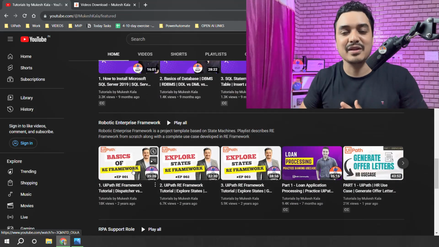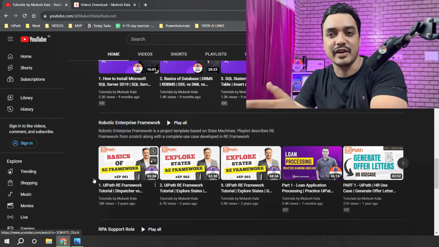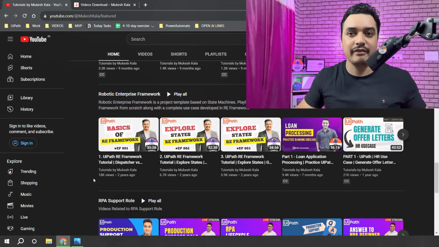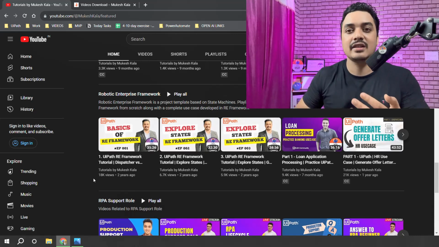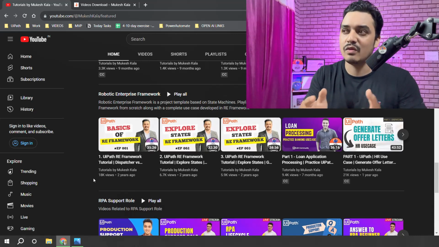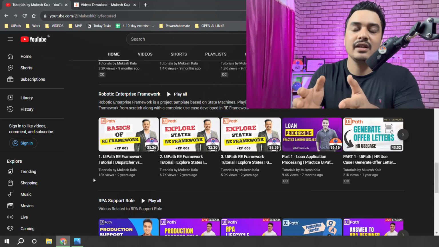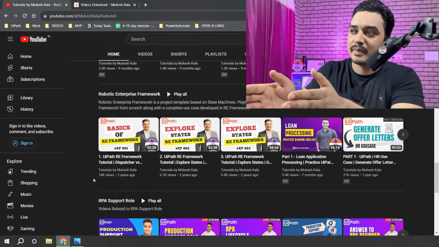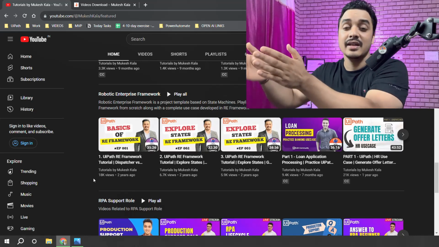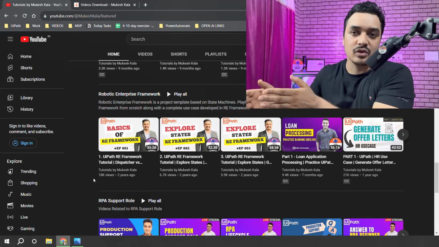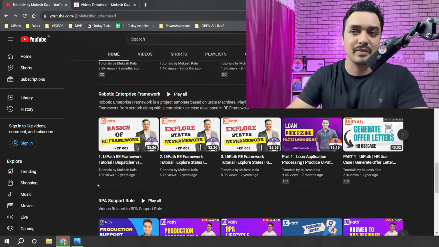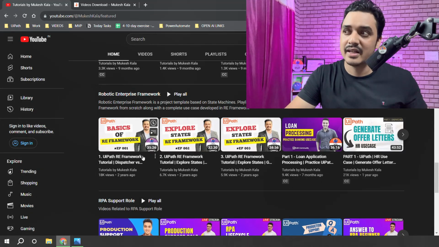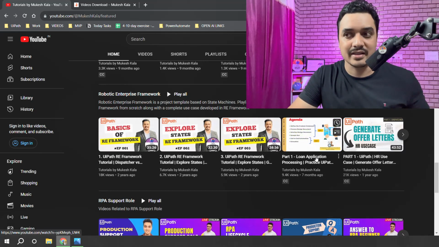Also, we have something called Robotic Enterprise Framework, right? REFramework is a must for every developer, and it's quite a complex topic. So what I have done is I have broken down REFramework into small modules, where we first cover the basics, then create a use case, then convert REFramework to work with data tables and linear process. All of that is covered in this REFramework playlist, and also the use cases.